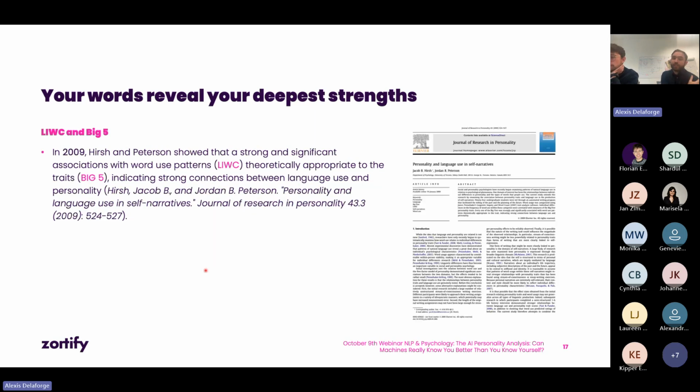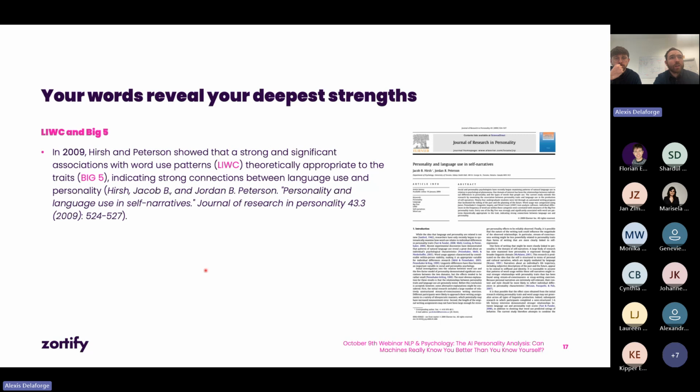A little later, 10 years later, actually, Hirsch and Peterson used the solution that they developed, the LIWC, and tried to link it to the Big Five. And what they've shown is that there is a strong connection between some features of the LIWC and the Big Five, and thus your personality. They did it with the Big Five, but you could do it with other personality traits from other theories, and you will get similar results. So it really shows that when you are able to extract features, numbers, information from a text, you are able to say something about the personality of someone.